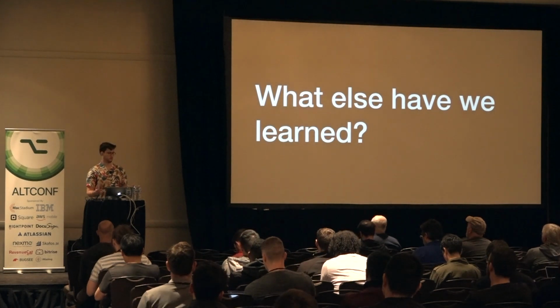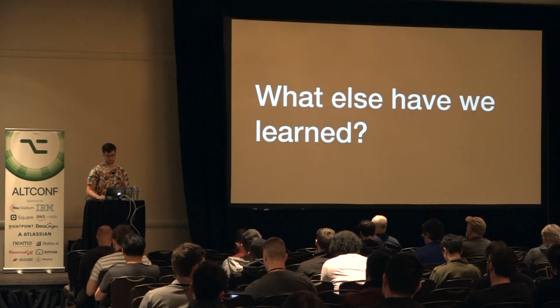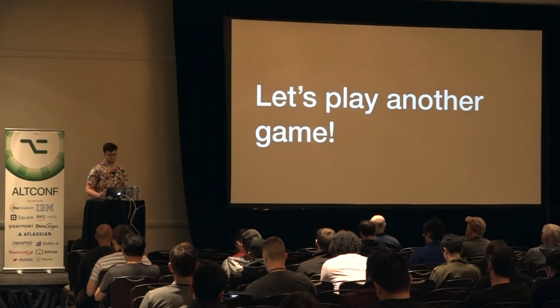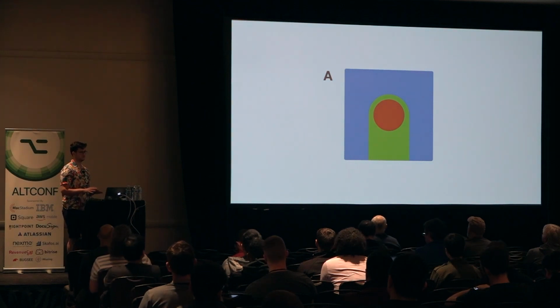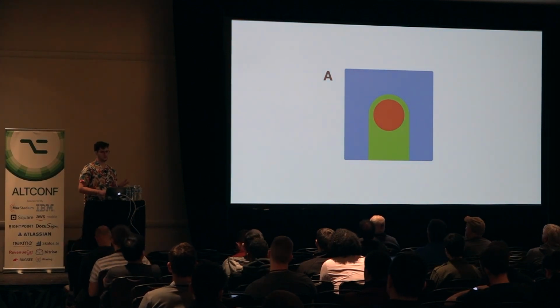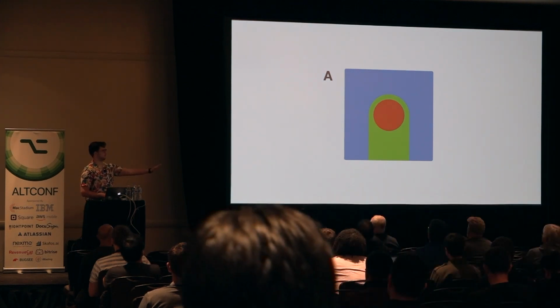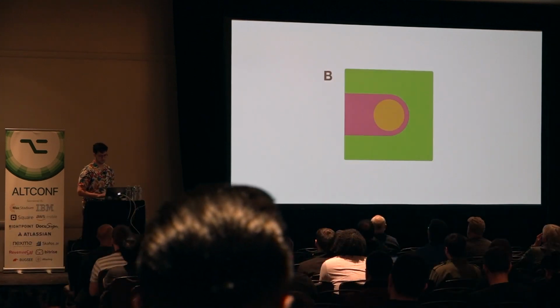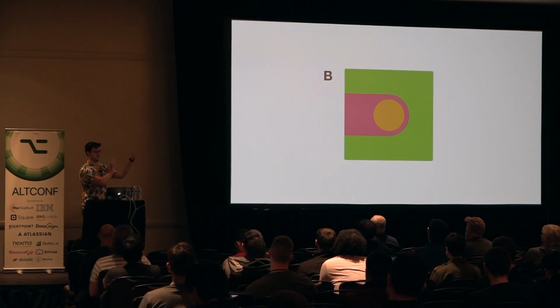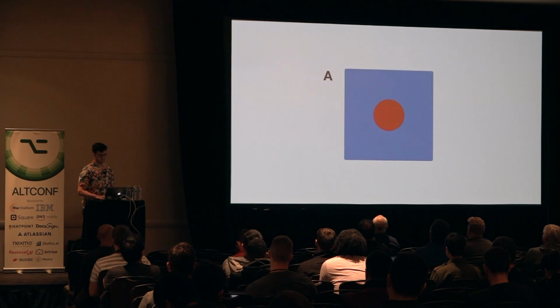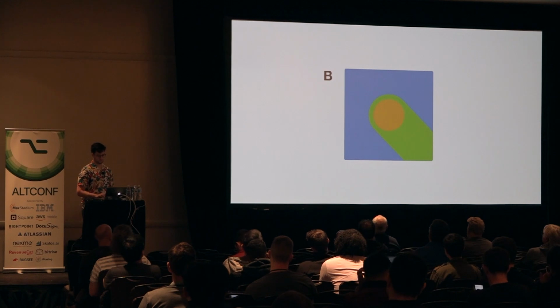But what else have we learned, going through all of these years of life? We're going to play another game. I'm going to show you a bunch of these pictures, and each one is associated with a label, A and B. If we look at this first image, this is A. And this is B. If I start going too fast, don't worry, at the end I'll show you a recap of all the images. This is A. This is B. This one isn't A or B.